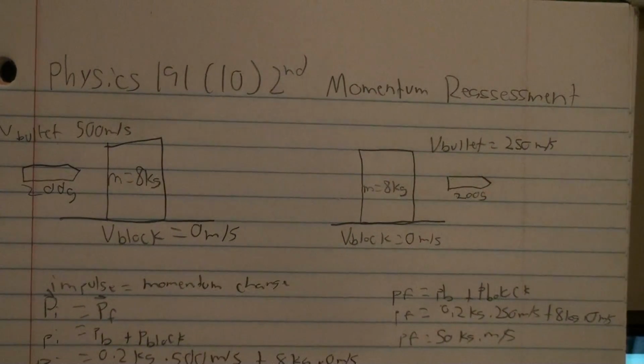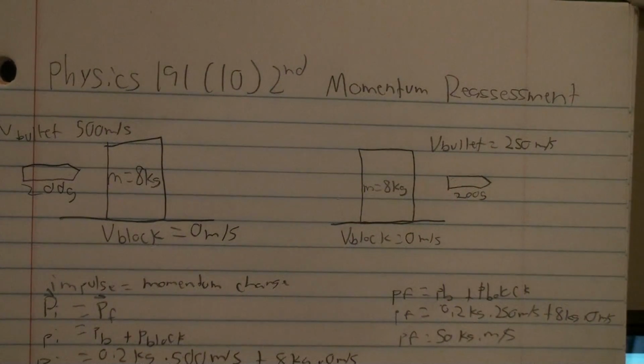So as mentioned in the email this video is attached to, the bullets shown in the picture collide with a fixed block. 0.2 seconds is the interaction time of the bullet with the block. If the velocity of the bullet is 250 meters per second after the collision, find the resistance of the block to the bullet. And it's my second momentum problem with bullets.